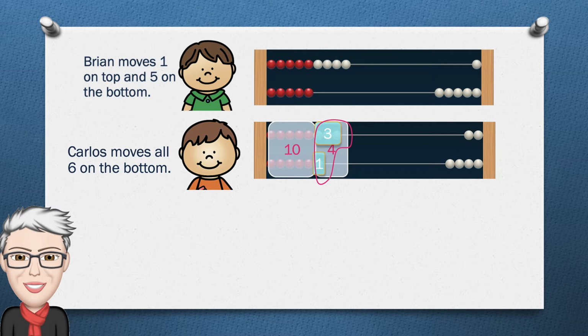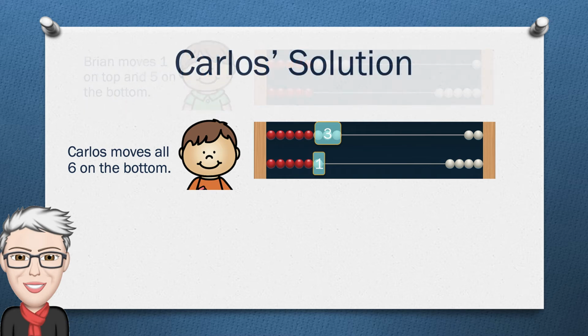In a sense, Carlos's solution will be easier to talk about in the class discussion because the 6 beads that he added are shown all on the bottom rod. For this reason, it will most likely be easier for children to see how the 6 that were added can be thought of as 5 and 1, and the original 8 as 5 and 3. Otherwise, the discussion will be similar to that for Brian's solution.